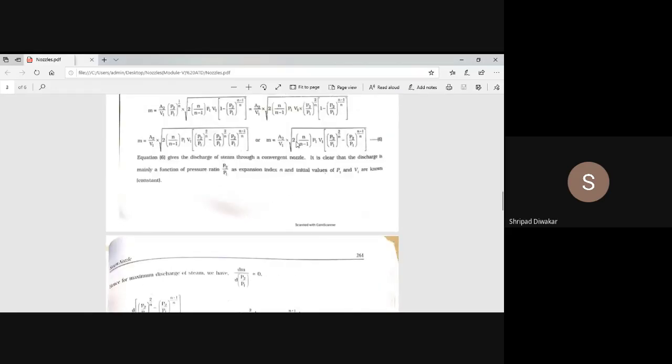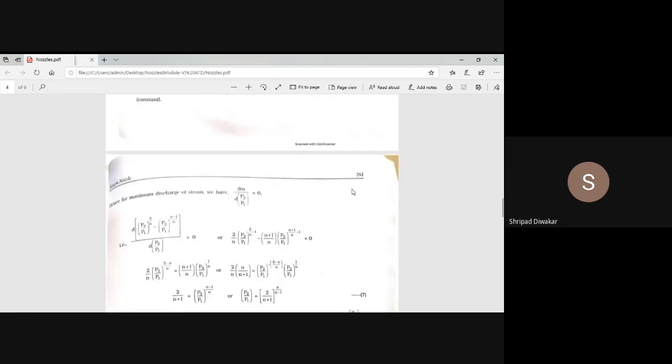Okay, and as I said, these are the constant terms. n is constant, P1 the inlet pressure is constant, V1 is constant. Don't take these for the differentiation, only take whatever term is inside the bracket. That is enough. Don't differentiate all these terms, because these are constant terms. You neglect all the terms, directly you take the differentiation of P2 by P1 to the power of 2 by n minus P2 by P1 to the power of n plus 1 divided by n. You have to consider only whatever term is there inside the bracket. Don't consider other terms, because those terms are constant.